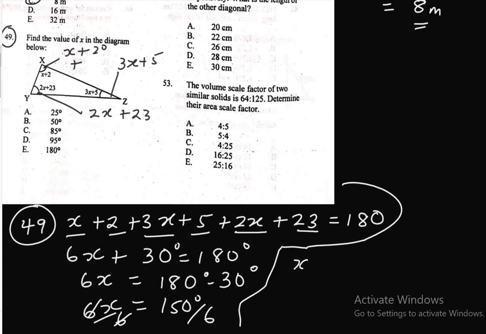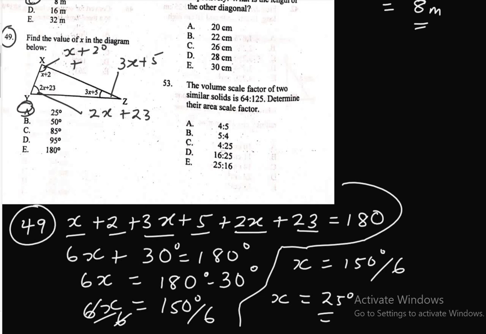So x is equal to 150 degrees divided by 6. Now, if you divide through, the value of x will be 25 degrees. That's 150 divided by 6 is 25. And the right option here is A.